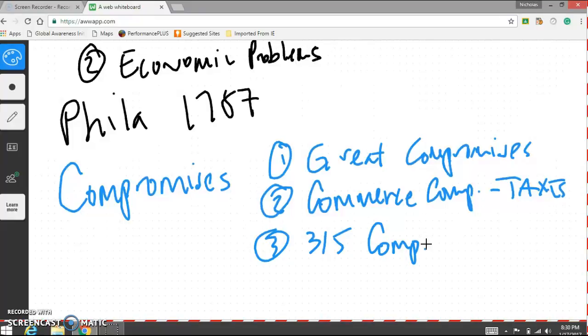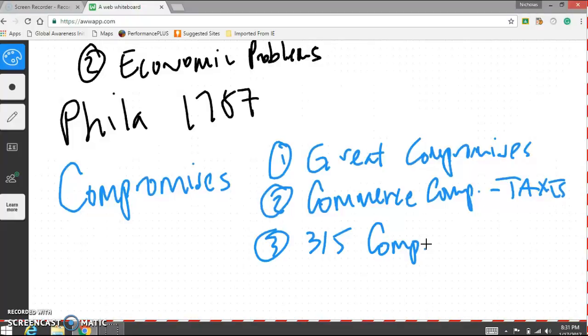The Southern states wanted slaves to count as part of the representation because we know they get more power to elect the president and more power in Congress. And so that compromise kind of pleased both sides and allowed the process to move forward.